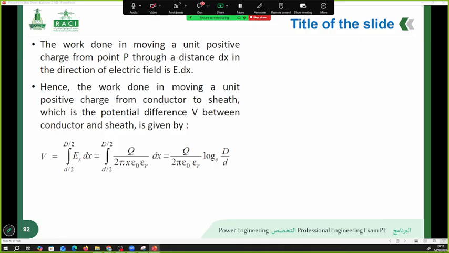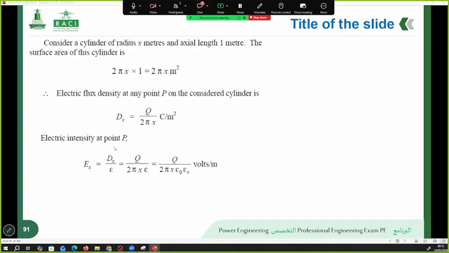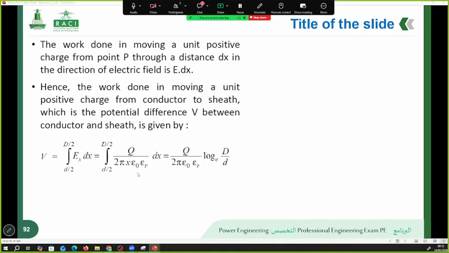All right. So the voltage between the conductor and shields can also be calculated based on the integration of this electric intensity at point P. Finally, we will have these equations for the potential difference, the voltage between the conductor and shields.